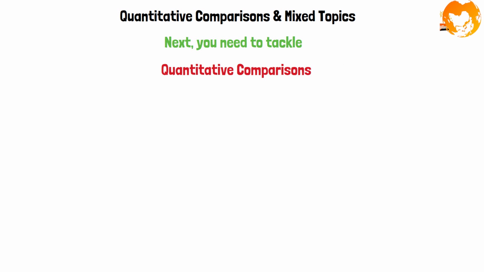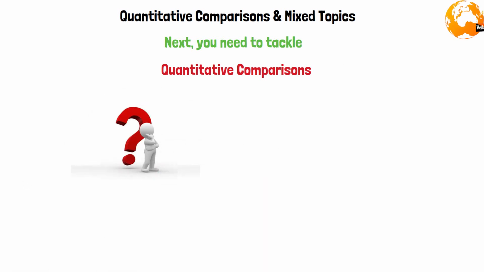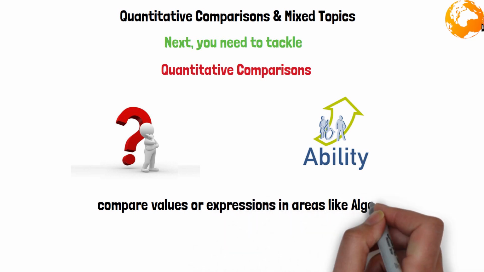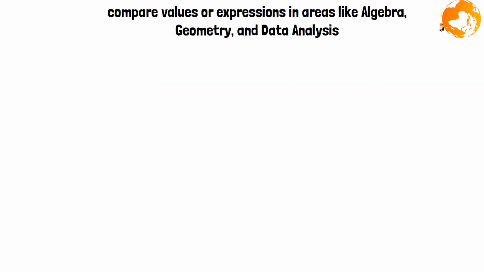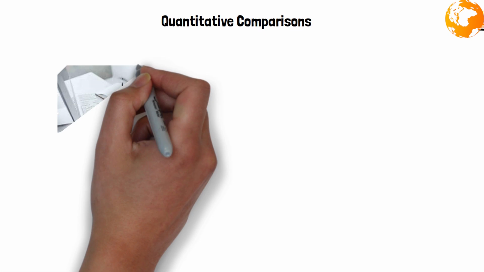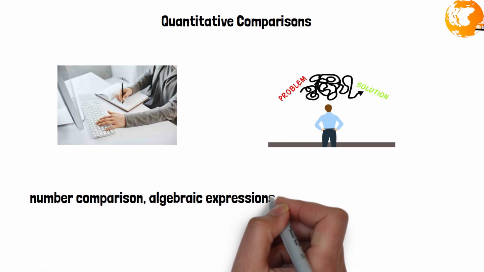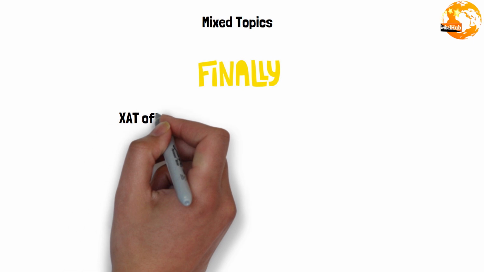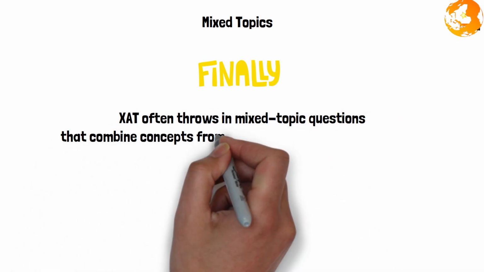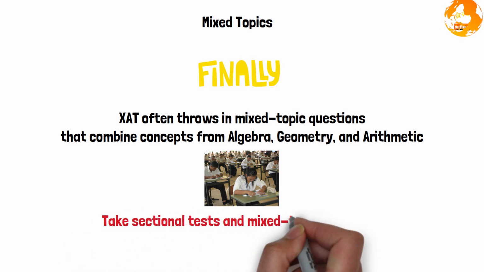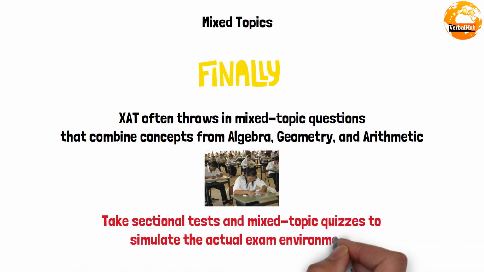Next, you need to tackle quantitative comparisons. These questions test your ability to quickly compare values or expressions in areas like algebra, geometry, and data analysis. Quantitative comparison. Work on problems involving number comparison, algebraic expressions, and even geometric properties. Mixed topics. Finally, XAT often throws in mixed topic questions that combine concepts from algebra, geometry, and arithmetic. Take sectional tests and mixed topic quizzes to simulate the actual exam environment.